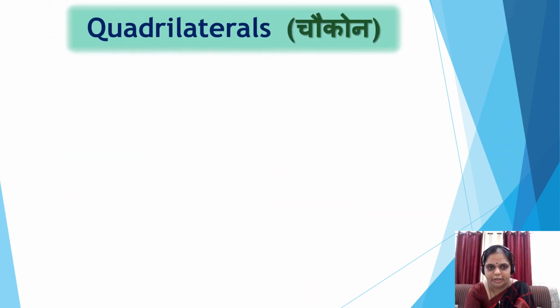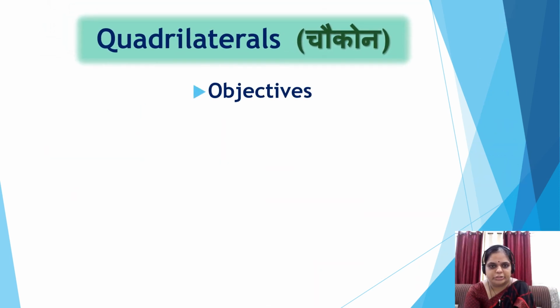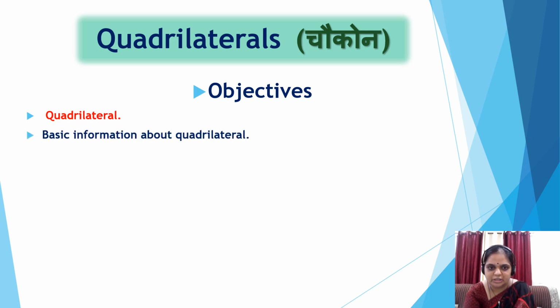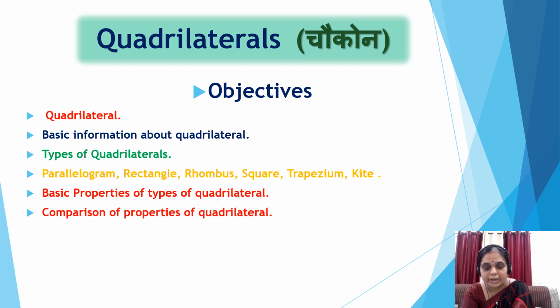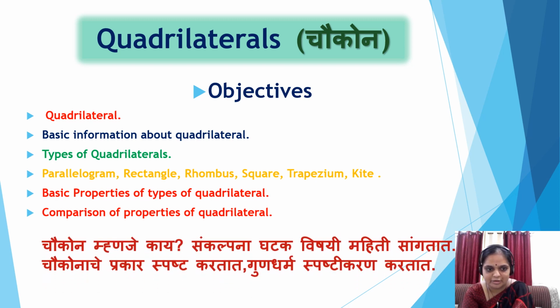So today we see all information about quadrilateral. We also study the objectives of the following: quadrilateral, basic information about quadrilateral, types of quadrilateral, that is parallelogram, rectangle, rhombus, square, trapezium and kite, properties of these quadrilaterals, comparison of properties of all these quadrilaterals.